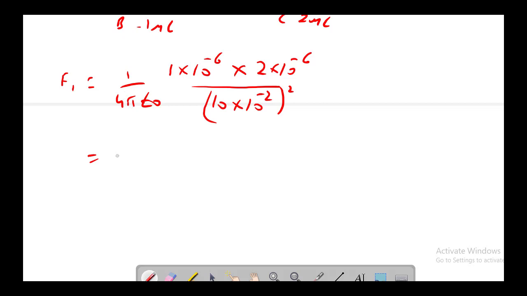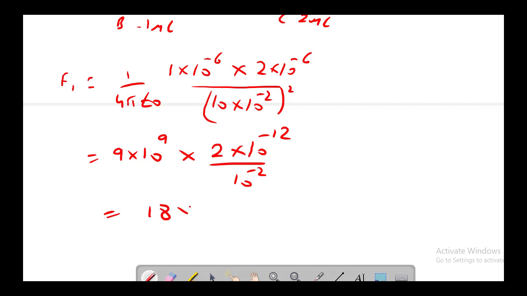Now 1 upon 4 pi epsilon 0 is a constant and the value is 9 into 10 to the 9. So here 2 ones are 2 into 10 to the minus 12 upon 10 to the minus 2 squared, so 10 to the minus 4. 9 2s are 18 into 10 raised to minus 12 plus 9, and this goes up, so it becomes plus 4 newtons. We do the calculation, we have here 10 raised to minus 1 and this is 18, so it becomes 1.8 newton. So this is for F1.